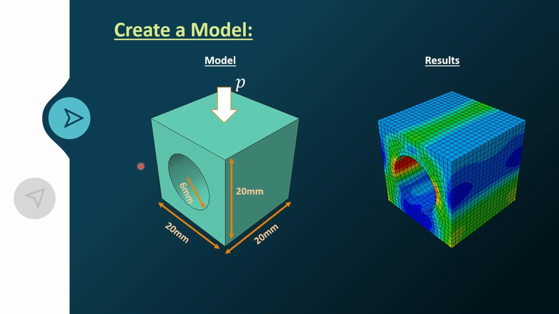So in today's discussion, we are going to consider this simple block with a hole model. Very simple model, but the intention is not to teach you how to do the analysis, but how to develop a script which can create a model and submit on its own. So in this model, you can see there are four parameters we have on the dimension side: length, width, and the height. I'm considering all as 20 mm, and the radius of the hole is 6 mm, and the pressure that is going to get applied on the top surface, which is the pressure P.